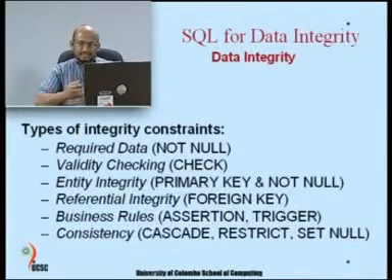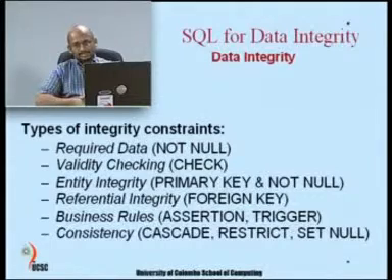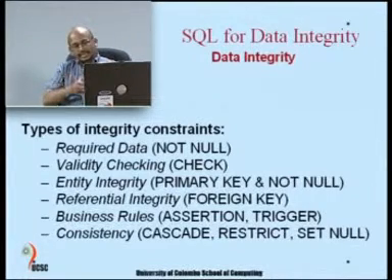Then to check for a particular validity of data, like the mark between 0 and 100, you can use this check constraint using the keyword check. Then in the interrelationship diagram, we were looking at entities, relationships and so forth.